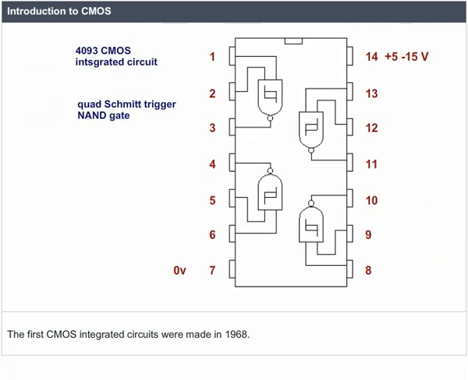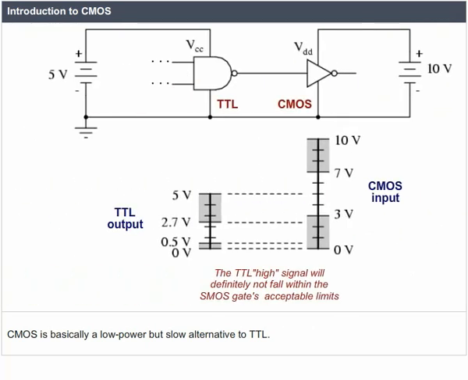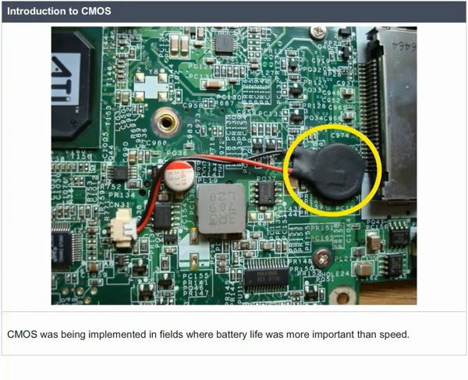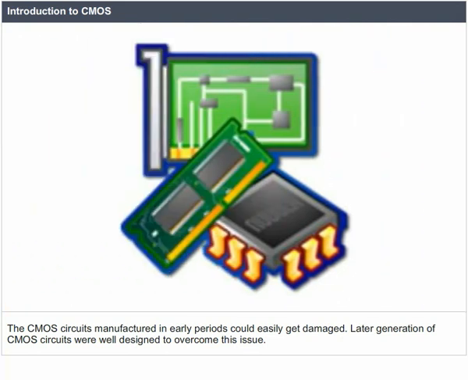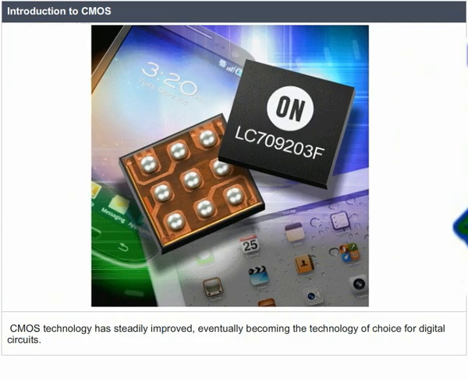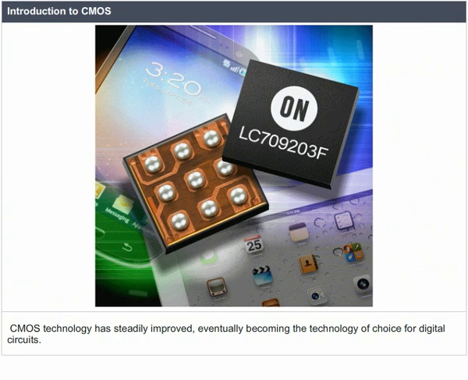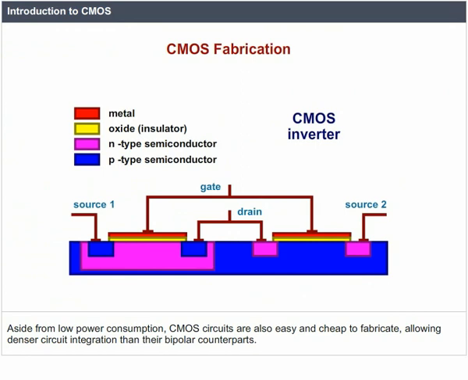CMOS is basically a low-power but slow alternative to TTL. CMOS was implemented in fields where battery life was more important than speed. The CMOS circuits manufactured in early periods could easily get damaged. Later generations of CMOS circuits were well designed to overcome this issue. CMOS technology has steadily improved, eventually becoming the technology of choice for digital circuits. Aside from low power consumption, CMOS circuits are also easy and cheap to fabricate, allowing denser circuit integration than their bipolar counterparts.